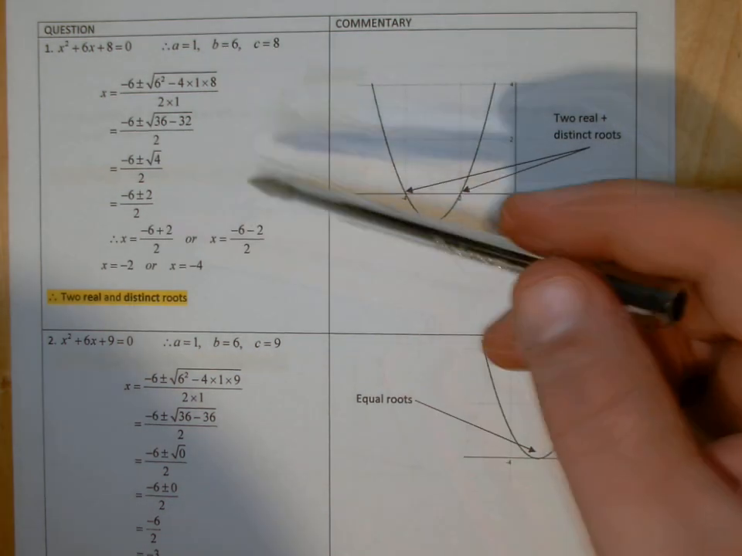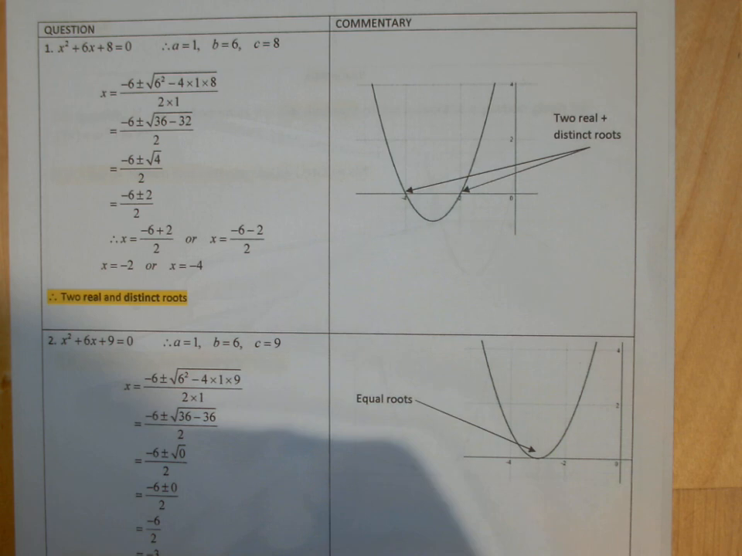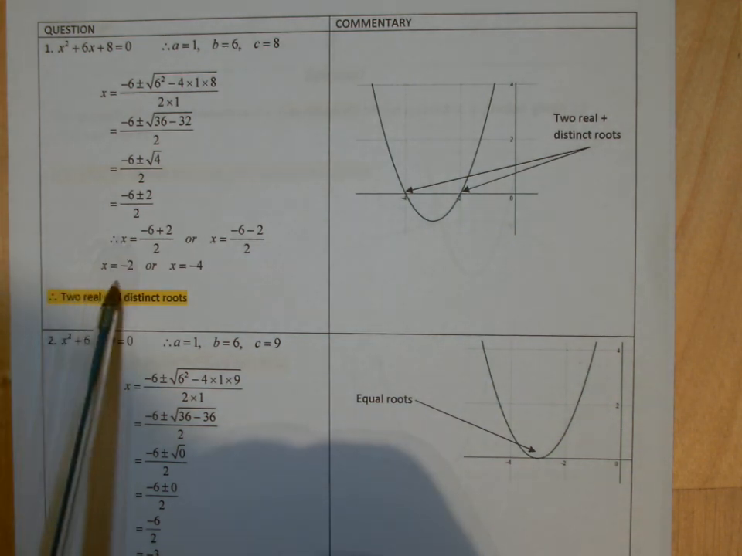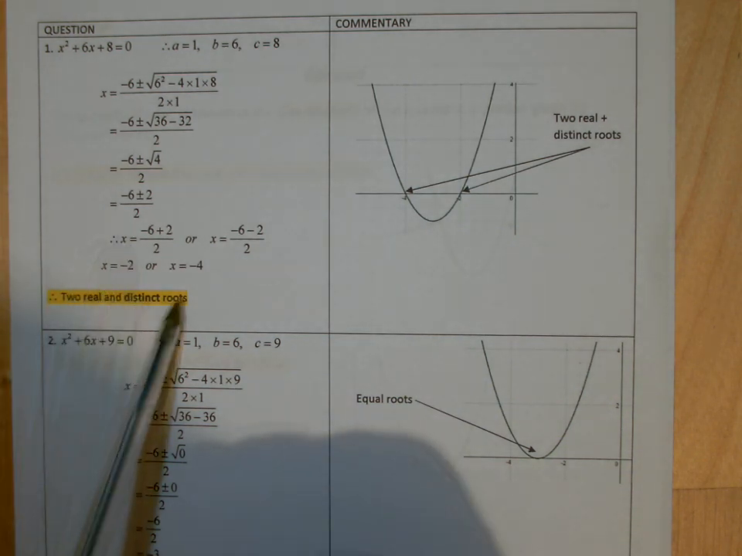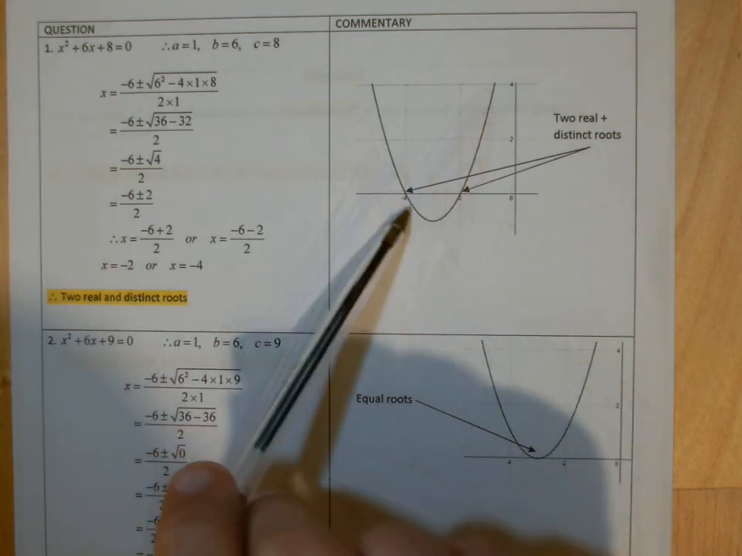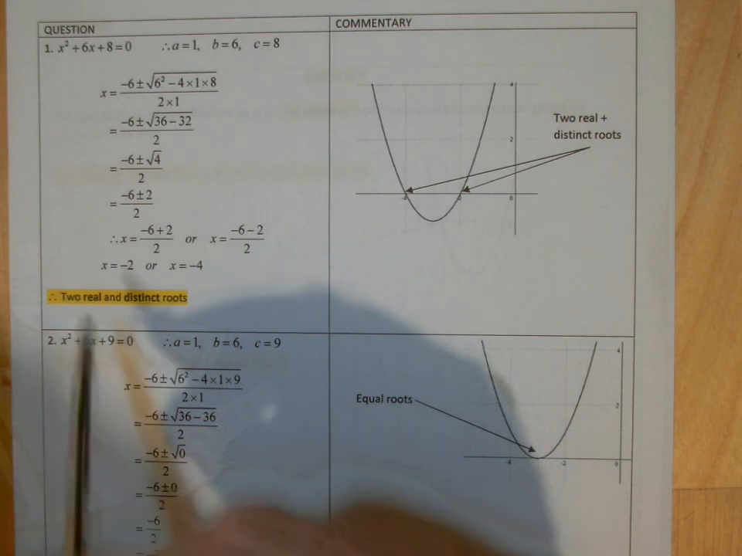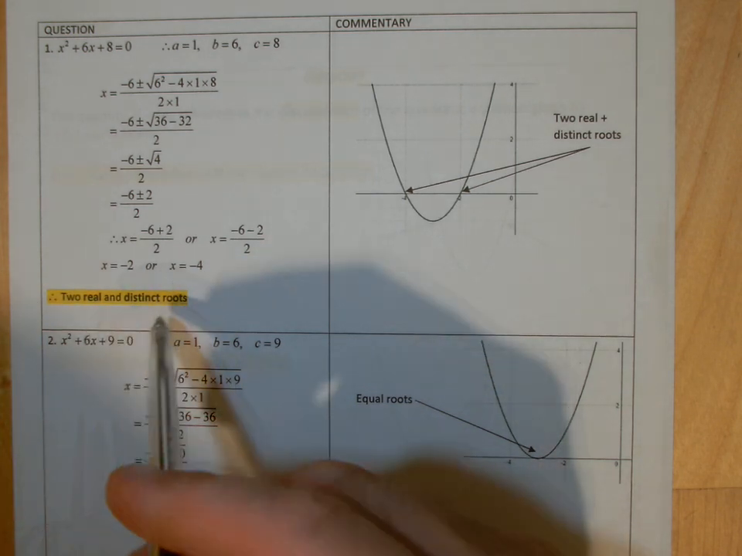Okay, to summarize what we just looked at in the first video here, these are all my calculations, and you could see in the first instance we had two real and distinct roots. Distinct, remember, just means different, and you can see that the curve crosses the x-axis at two different points.